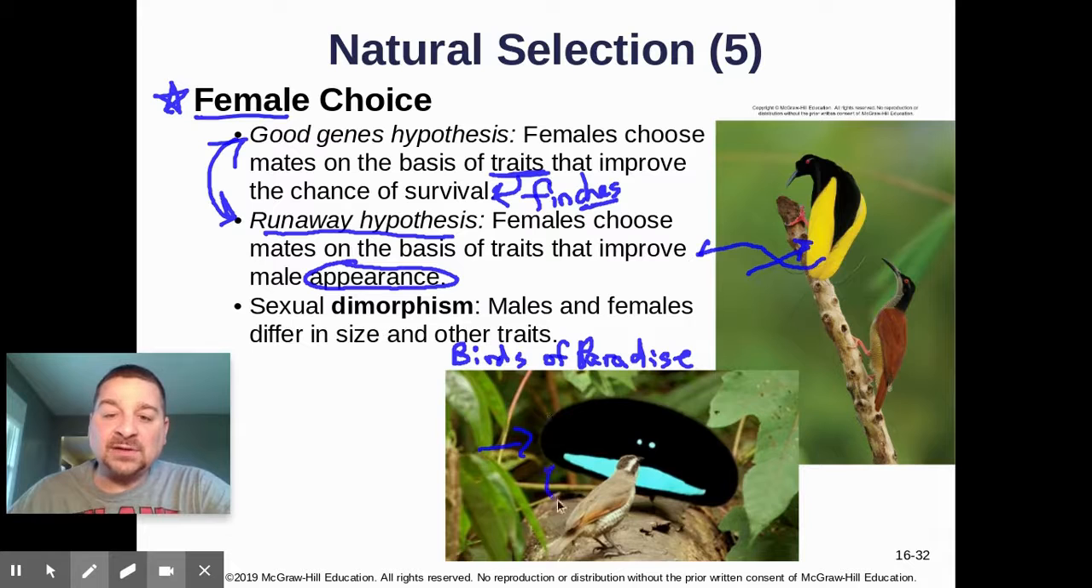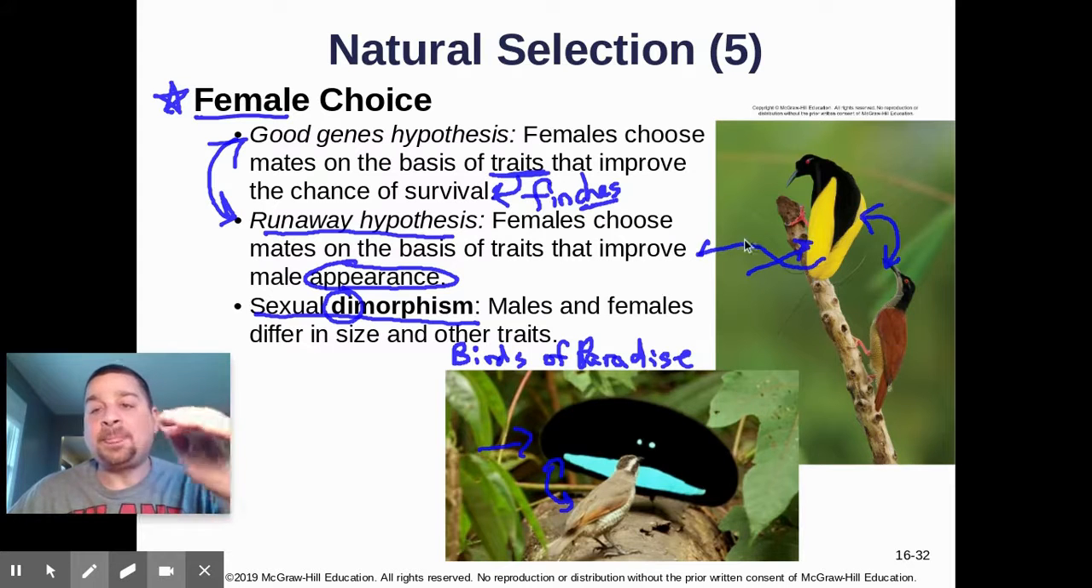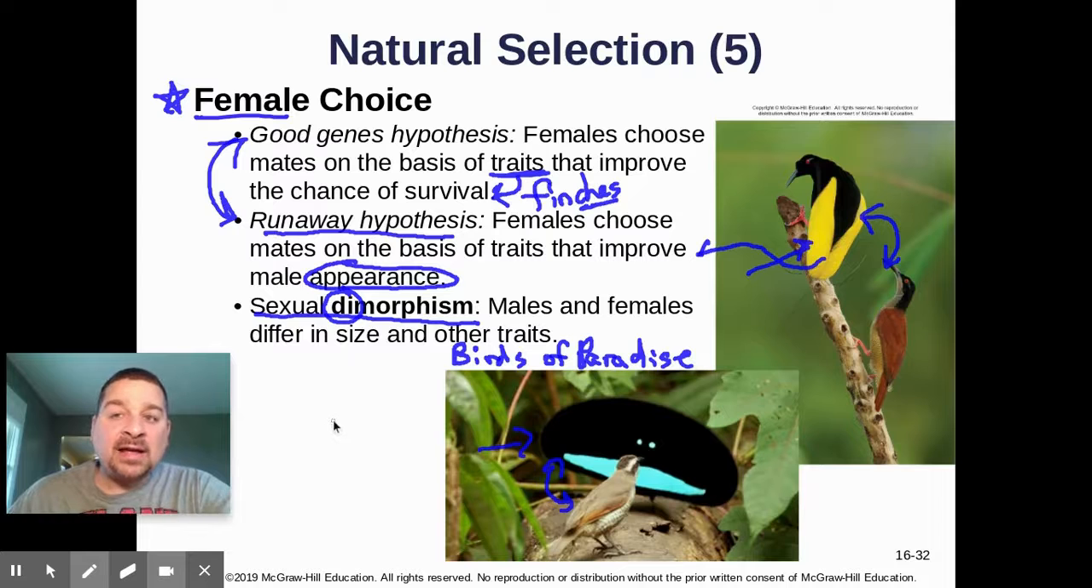Look at the difference between male and female in these two. This is what we refer to as sexual dimorphism. Morphology, shapes, and two. So you get this very different male-female type of appearance because the females keep selecting for these very extreme feathers and dances. So the runaway just gets more and more extreme over time. You get these really cool phenotypes that occur in plants and animals.